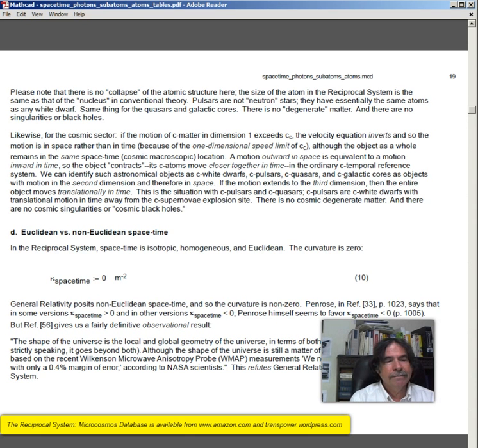The shape of the universe is the local and global geometry of the universe in terms of both curvature and topology, though strictly speaking it goes beyond both. Although the shape of the universe is still a matter of debate in physical cosmology, based on the recent Wilkinson Microwave Anisotropy Probe, the acronym is WMAP, measurements, we now know that the universe is flat with only a 0.4% margin of error, according to NASA scientists. This refutes general relativity and supports the reciprocal system.